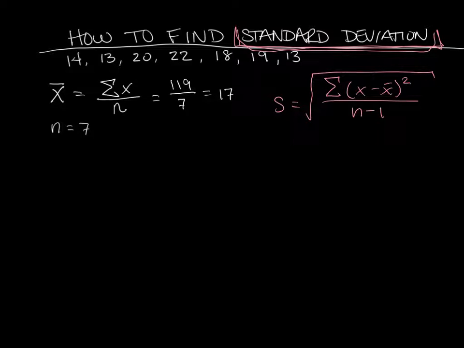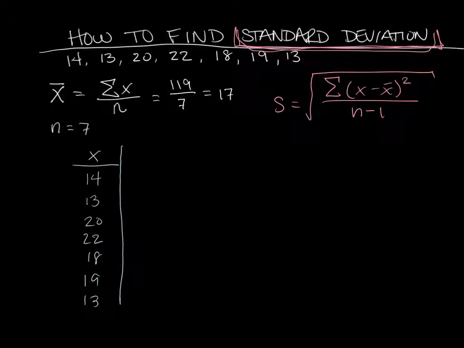Remember that S is the sample standard deviation, because that's what we're going to be using most often. Now, in blue, I'm going to make the tables that will help us figure out the standard deviation. The first thing I'm going to write down is a table with all of our x values. Our x values are 14, 13, 20, 22, 18, 19, 13. 1, 2, 3, 4, 5, 6, 7. Just making sure I got them all. All right, so there are my x values.